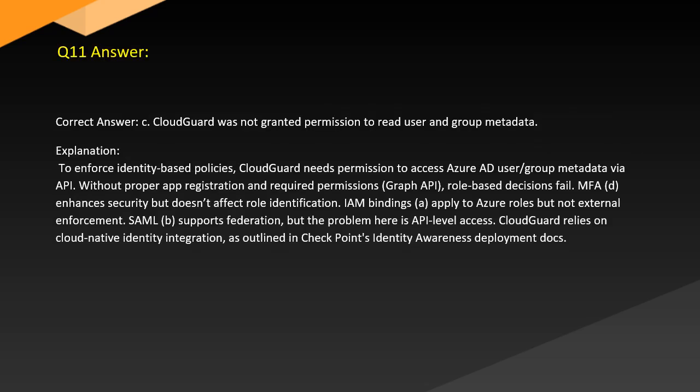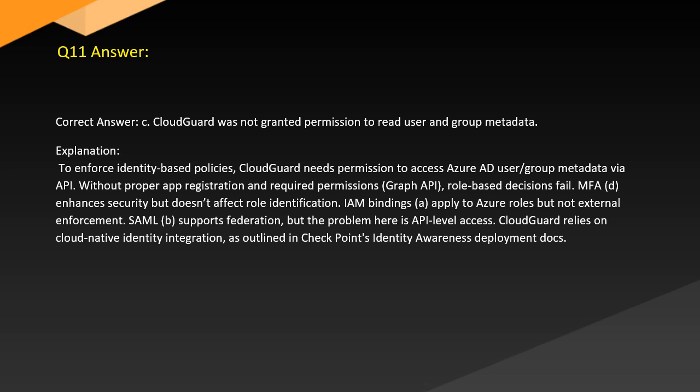Answer. Correct answer: C. CloudGuard was not granted permission to read user and group metadata. Explanation. To enforce identity-based policies, CloudGuard needs permission to access Azure AD user group metadata via API. Without proper app registration and required permissions, Graph API role-based decisions fail.